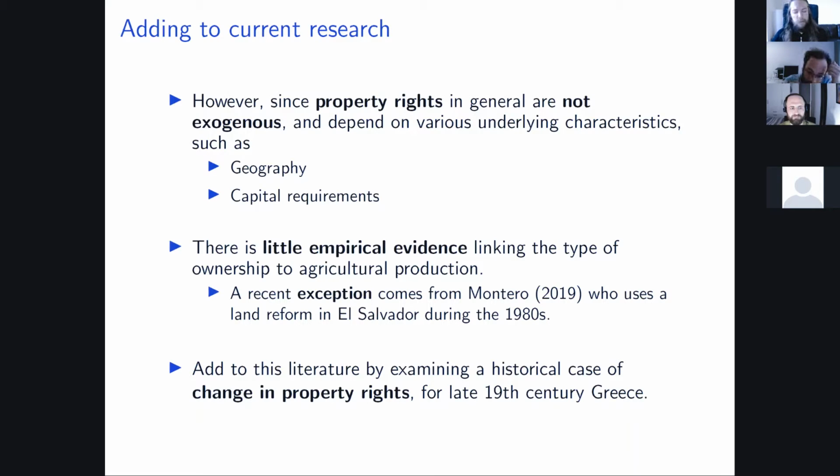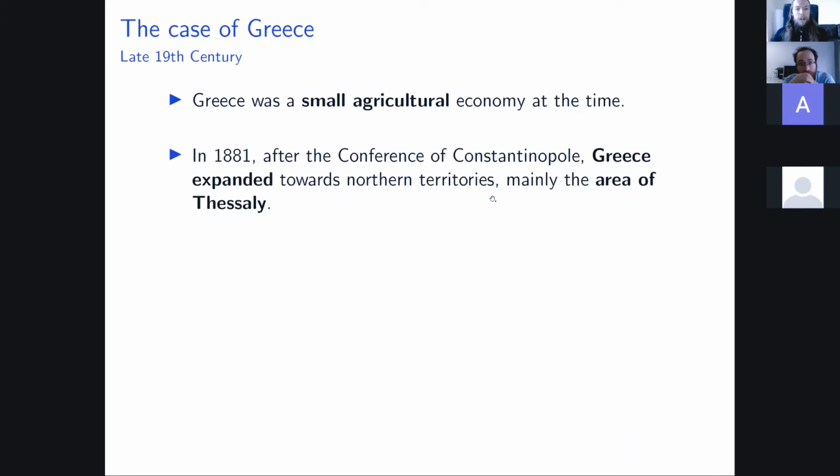But our goal here is to add to this literature by examining historical cases of change in property rights for late 19th century Greece. Just a bit of introduction on Greece. Greece was, as you can probably guess, a small agricultural economy at the time. In 1881, after the Conference of Constantinople, or Istanbul, as you may call it, Greece expanded towards northern territories, mainly the area of Thessaly.